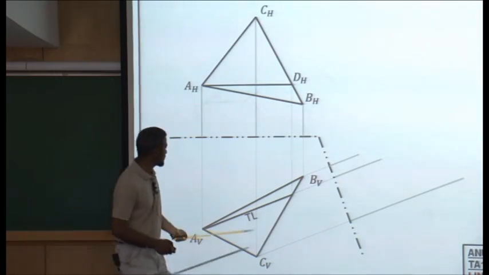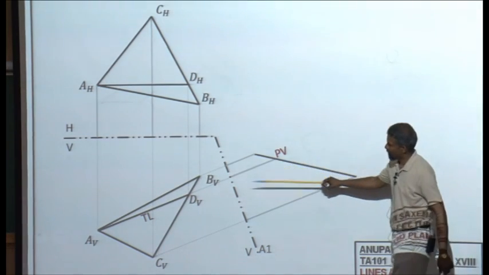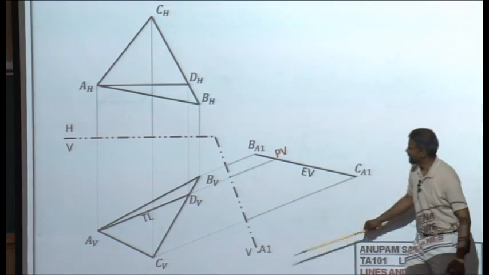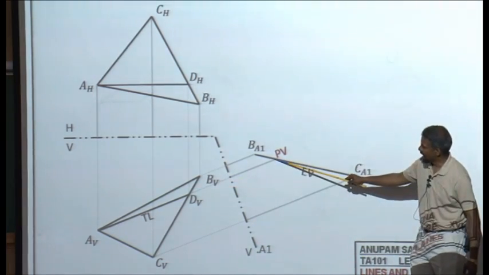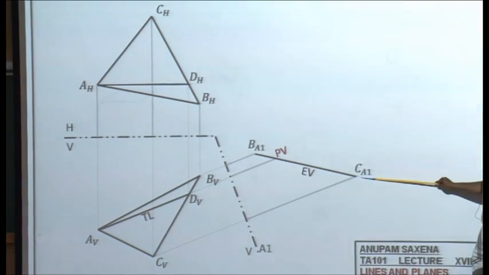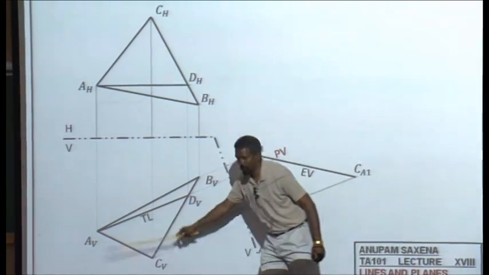And then this is my first auxiliary plane. I join these three points. Horizontal plane, vertical plane. That is the vertical plane, and that is the first auxiliary plane A1. DV comes now, strangely. This is the point view of AVDV, and this is my CA1. This is my BA1, and here I would have DA1 and AA1. Once again, this is my CA1, this is my BA1, and here I would have DA1 and AA1.